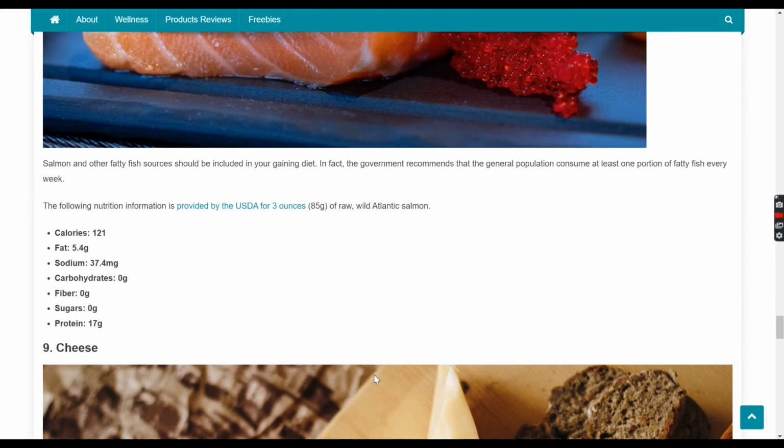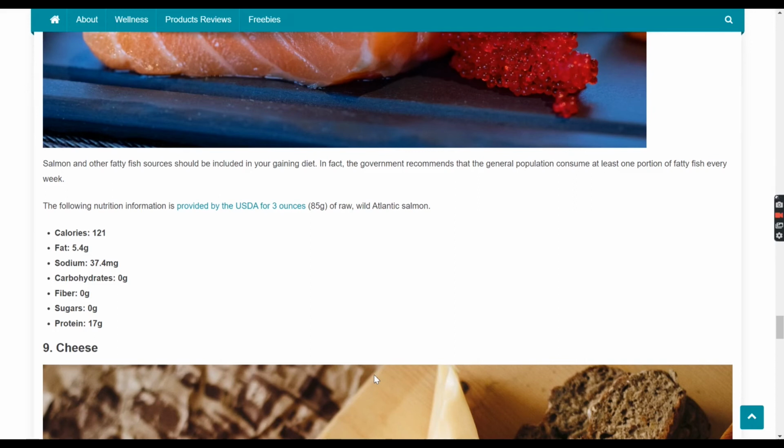Oily fish, salmon, and other fatty fish sources should be included in your gaining diet. In fact, the government recommends that the general population consume at least one portion of fatty fish every week. The following nutrition information is provided by the USDA for 3 ounces or 85 grams of raw wild Atlantic salmon.